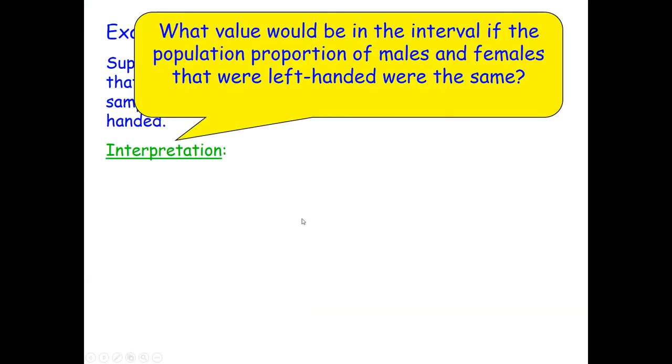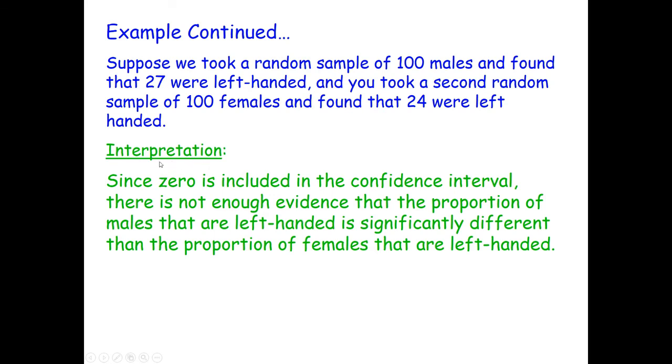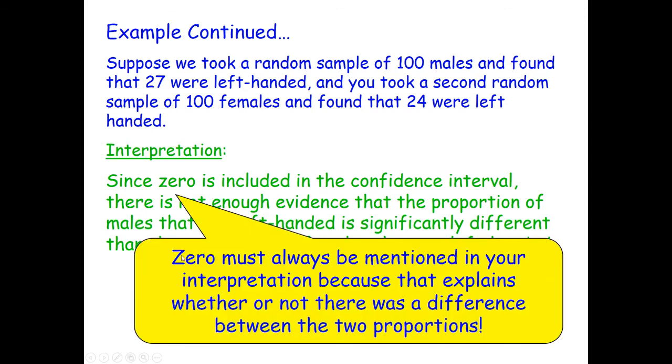Okay, let's see. So this is what I was saying. This is like an interpretation of the fact that 0 is in there. So since 0 is included in the confidence interval, there's not enough evidence that the proportion of males that are left-handed is significantly different than the proportion of females that are left-handed. This is entirely based on the fact that 0 is a plausible difference because it's in our interval. So 0 should always be mentioned when you're doing a double trouble problem. Whenever you have two proportions, 0 is what you should always look for in your interval. If 0 is in the interval, then there's not evidence of a difference. If 0 is not in the interval, though, then we do have evidence of a difference in one direction or the other.